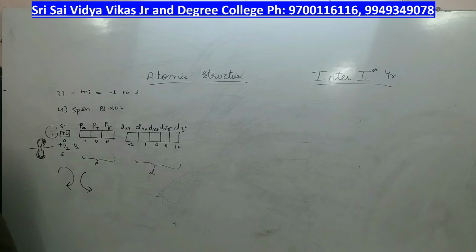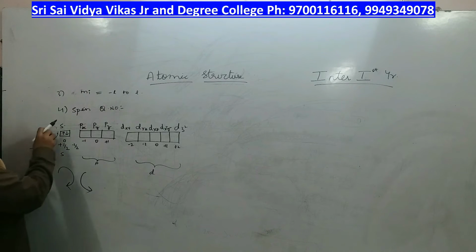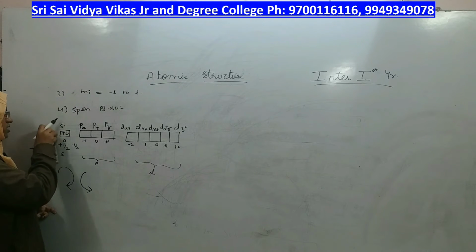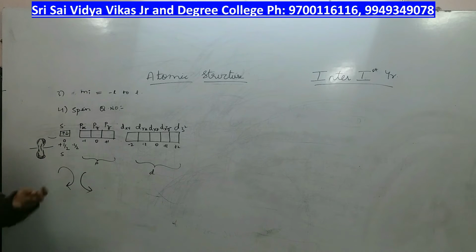They can also ask you what is the spin quantum number of an s orbital. What is it? 0, right? So, this is what spin quantum number is. You know orbitals, you know electrons. Now, how to fill the electrons inside the orbitals?